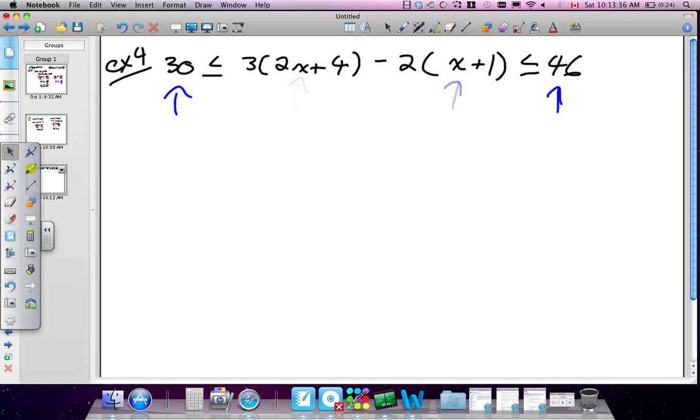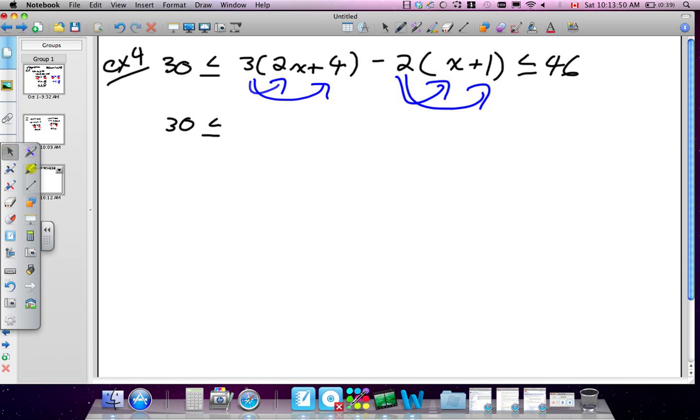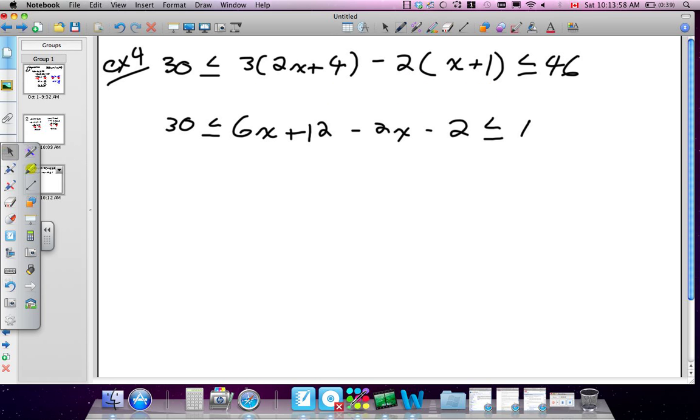Our first step will be to distribute our numbers into the brackets. So we end up with 30 less than or equal to 6x plus 12 minus 2x minus 2 less than or equal to 46. That makes sense so far? Okay, so we've distributed it. Now we're just going to collect our like terms. 30 is less than or equal to, we have 4x plus 10 is less than or equal to 46.